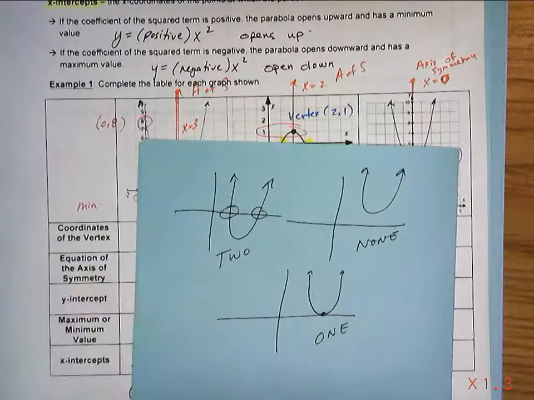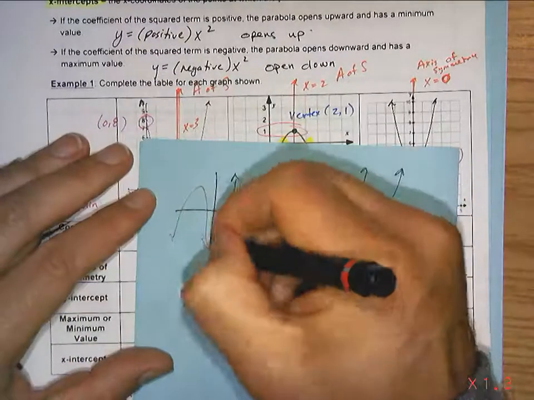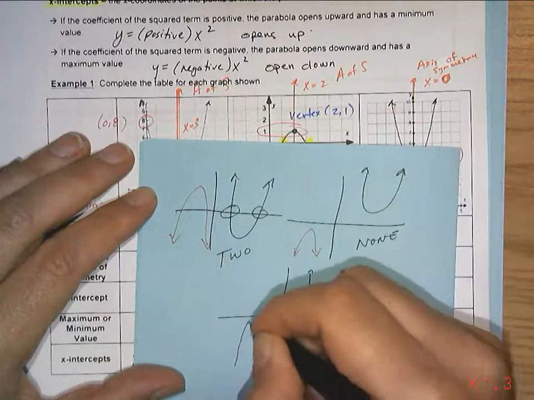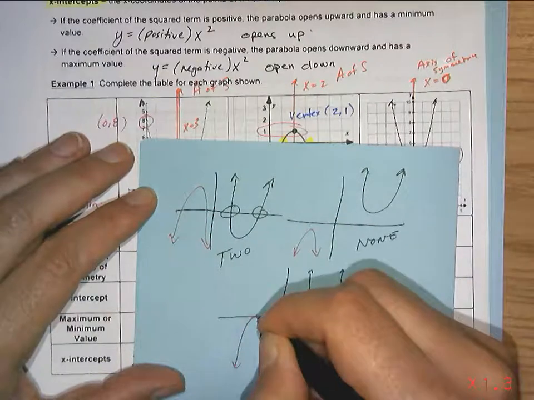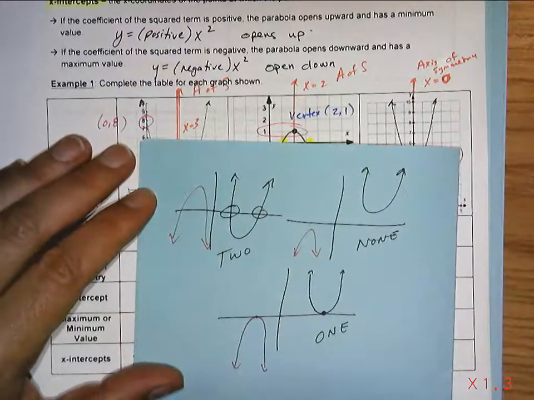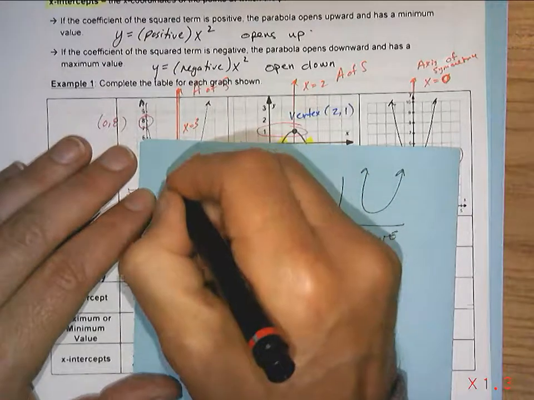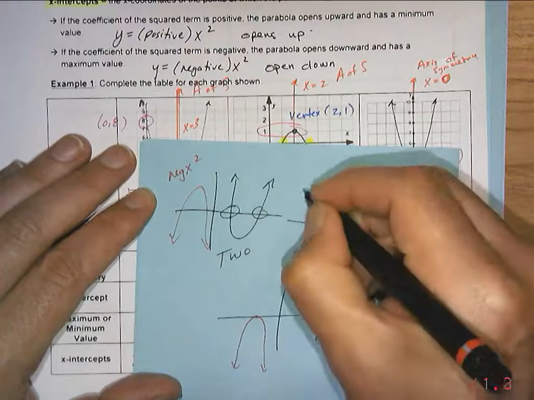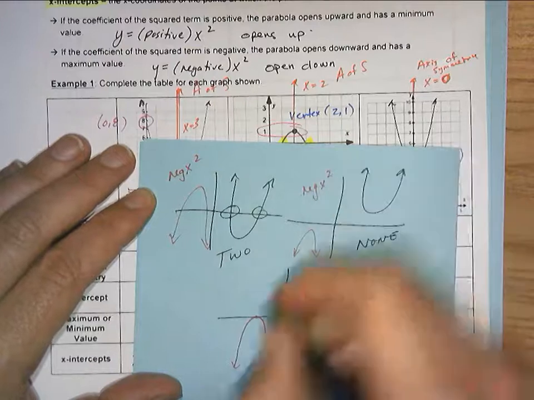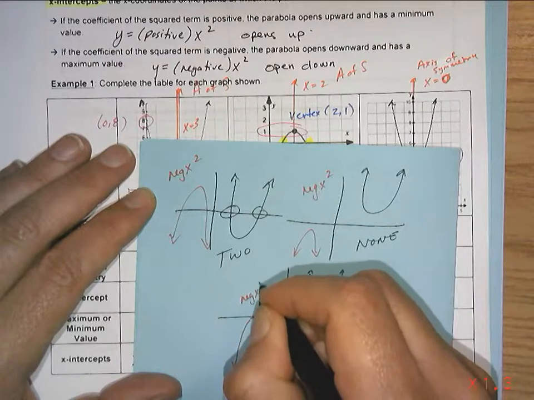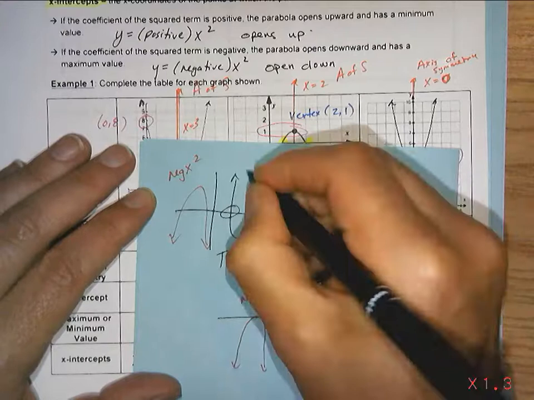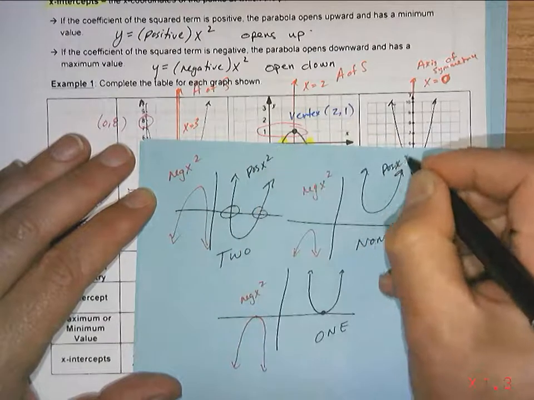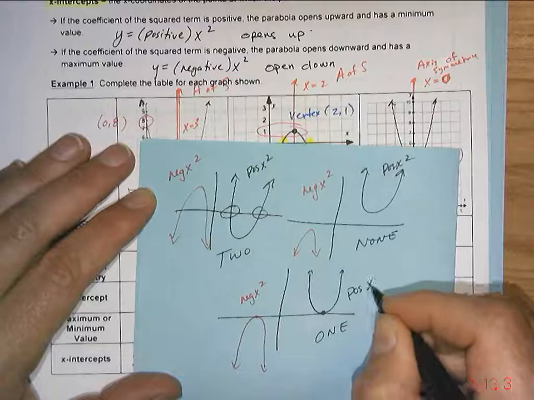And don't make any mistake, remember we could also be opening down. Whether we open up or down doesn't really matter. The only thing that's happening here is that you have a negative in front of the x squared. In this one you have a negative in front of the x squared. In this one you have a negative in front of the x squared. In these ones you have a positive in front of the x squared.